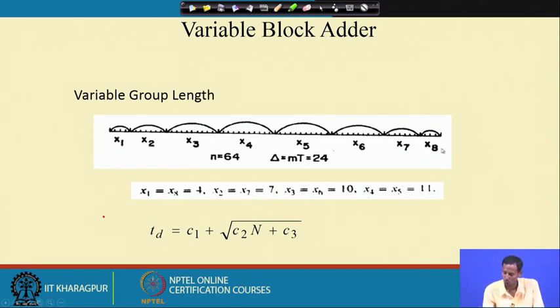So, that means for the lower position and this particular position, they are selected as low as possible, which is the 4 1. So the delay that is considered here is C1 plus mod of C2 n plus C3.